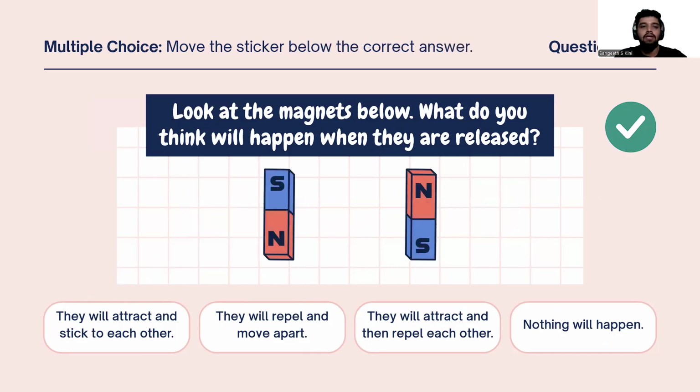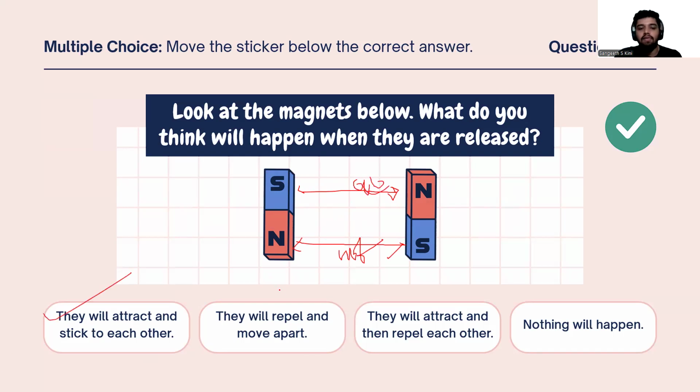Next, look at the magnets below. What do you think will happen when they are released? Look, this one is directly towards the south pole, so south and north. Here also the north is directly towards the south pole. What happens then? North and south are unlike poles, so they attract. They will attract and stick to each other.